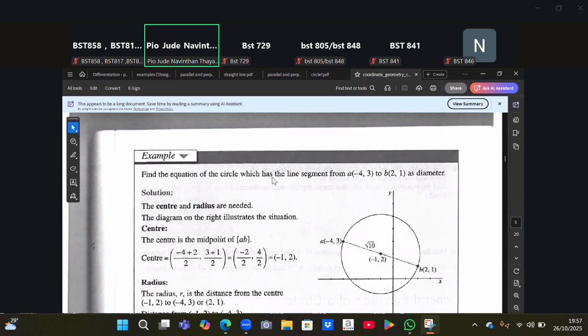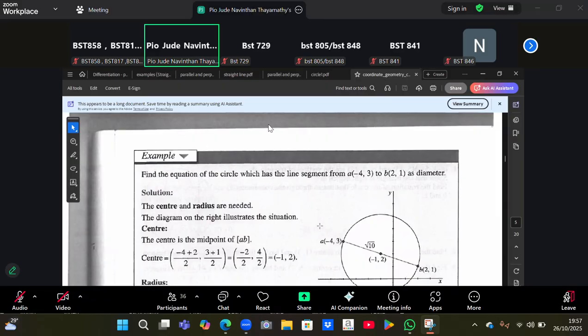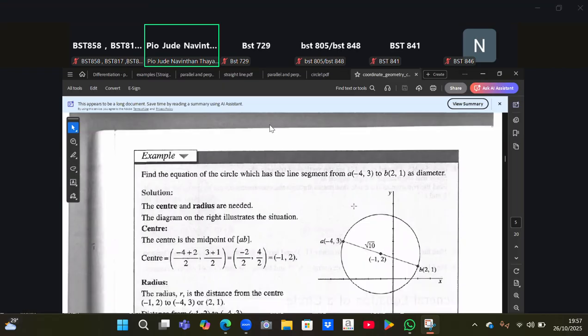Okay, we need the radius and the center. Here they are saying that the line passes through 2 points. Those 2 points will be the diameter. We need to find the center and the radius. So if it is the diameter, the midpoint will be the center. That's our center. So how do you get that one?